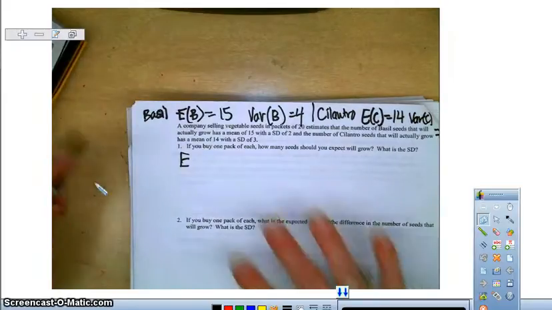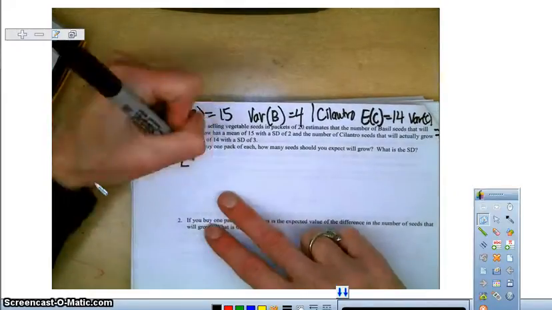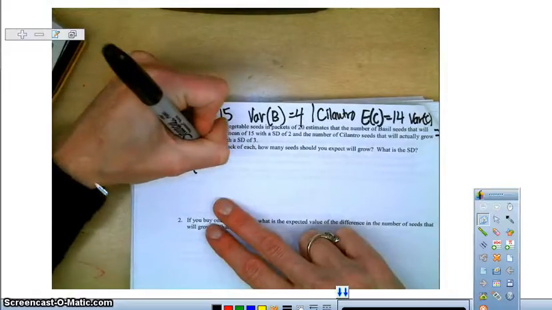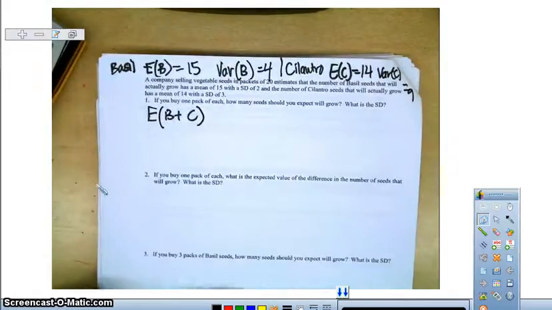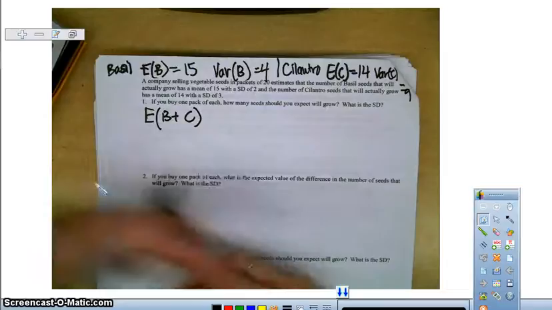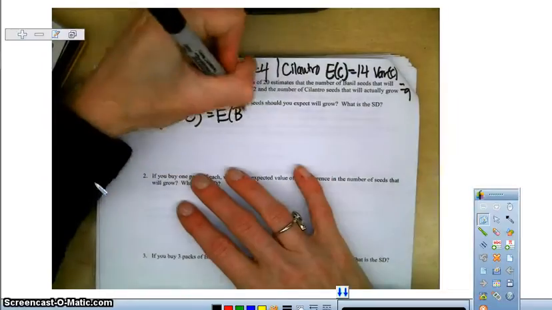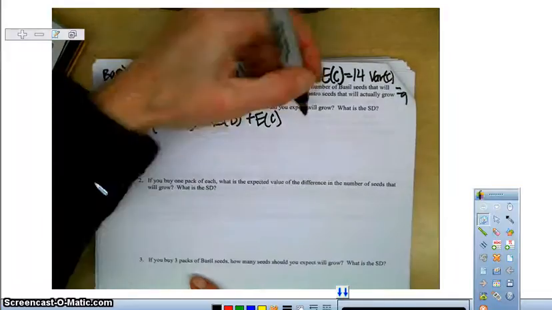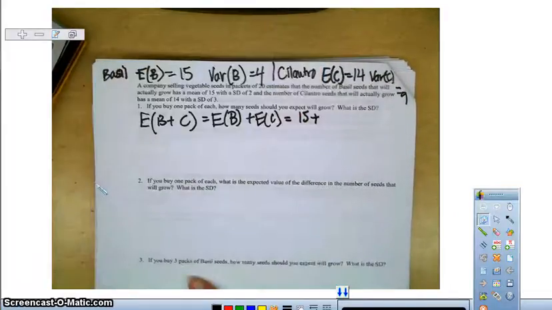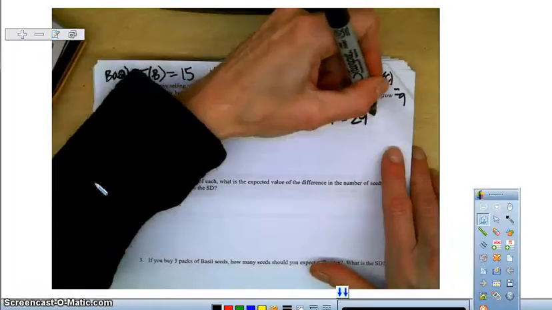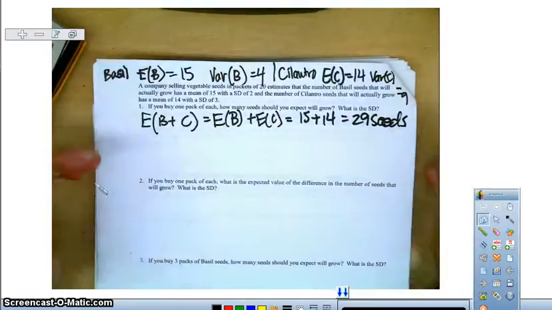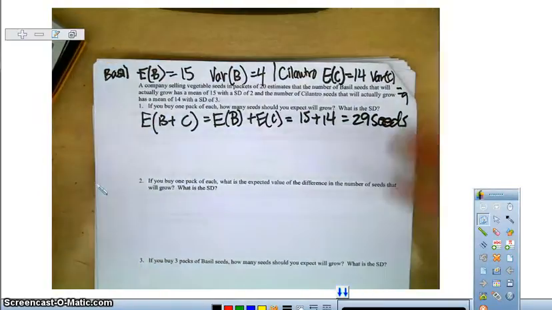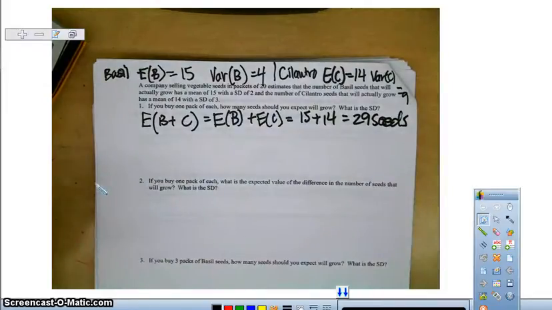Now, the expected value of 1 pack of each would be the expected value of basil plus cilantro. Wouldn't that just be the expected value of basil plus the expected value of cilantro? So 15 plus 14. You would expect 29 seeds to grow. This should make perfect sense. If you expect 15 basil seeds and 14 cilantro seeds to grow, and you buy a pack of each and plant them, doesn't it make sense that you'll have 29 seeds that grow? Does that make sense? Okay.